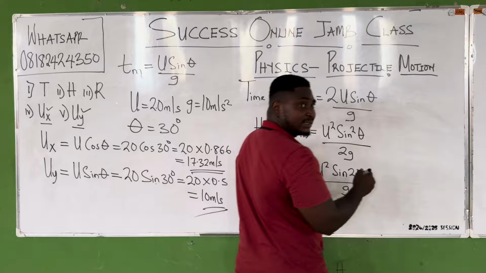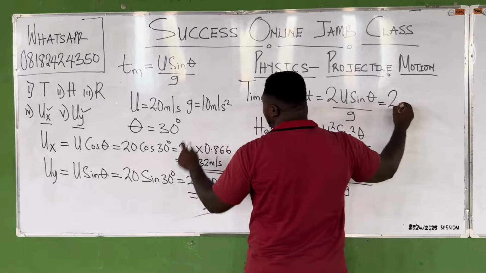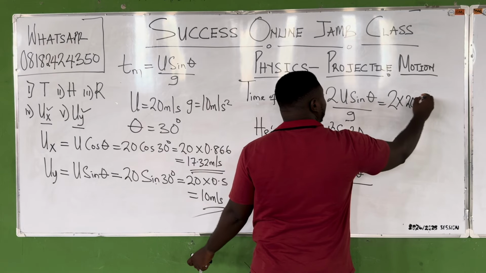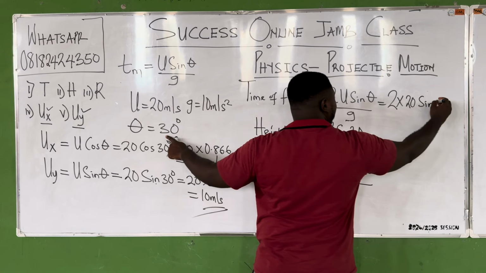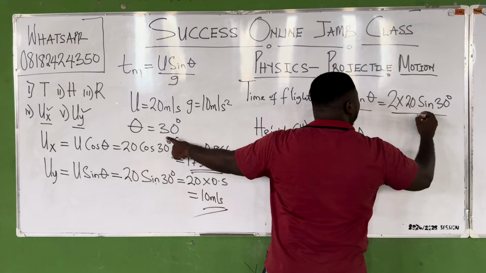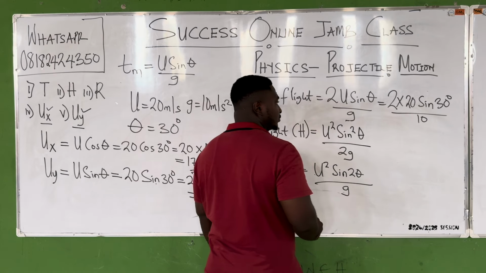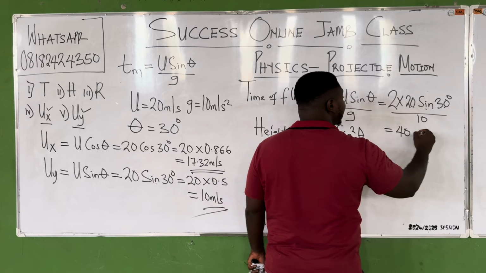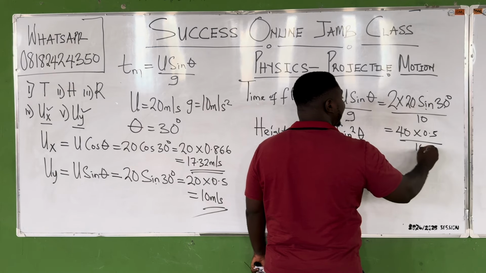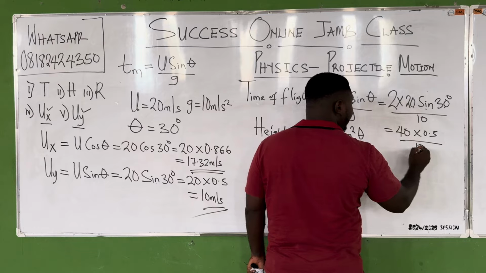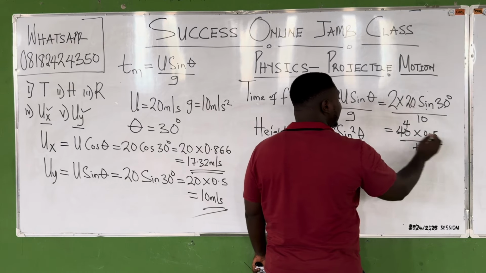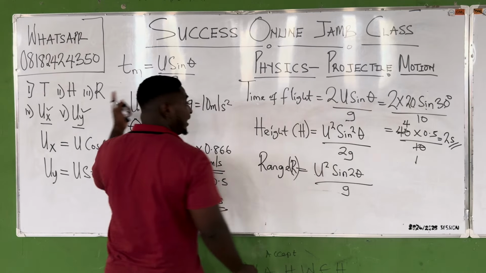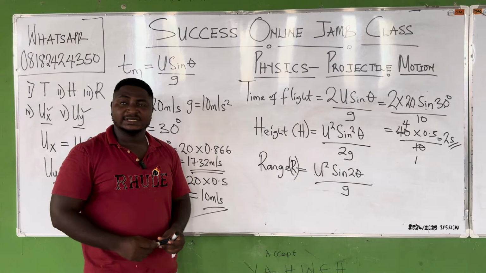Let's start with our time of flight. We're going to have 2. What's our U? Our U is 20 meters per second. So 2 times 20 sine, what's our theta? Our theta is 30, all over 10. So 2 times 20 is 40. Sine 30 degrees is 0.5, divided by 10. So that 10 can go here 1, 10 can go here 4. So 4 times 0.5 gives us 2 seconds. So the time taken for this body to go up and then come down is 2 seconds.